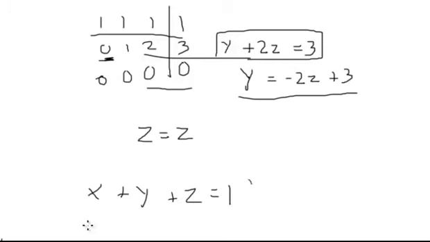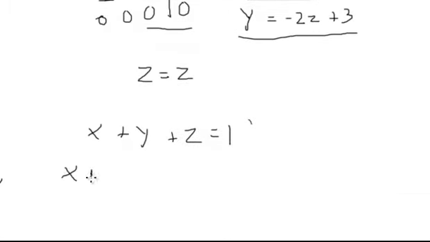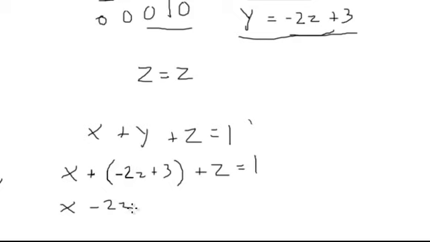Well, again, y is -2z plus 3. So -2z plus 3. Z, of course, we've called the letter z. Equals 1. Okay. So what do I have here? x minus 2z plus 3 plus z equals 1.